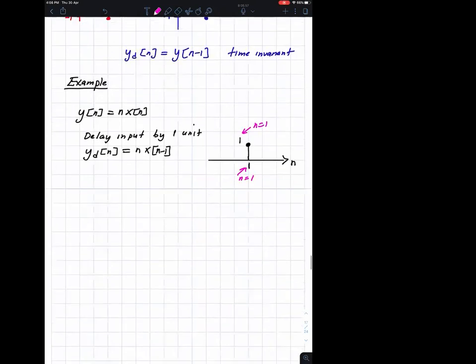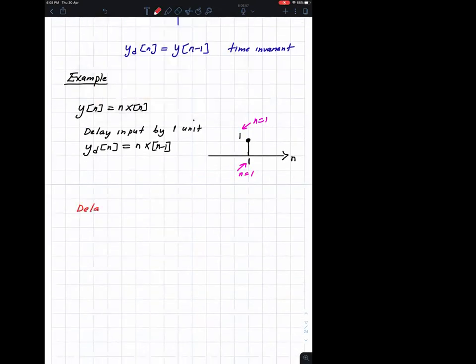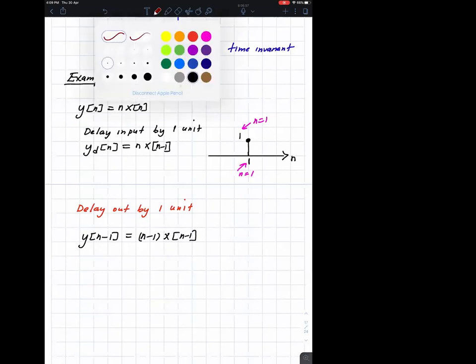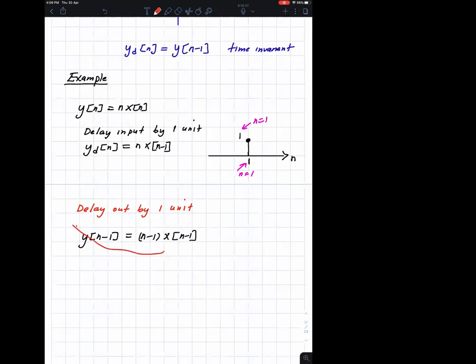Now we go ahead and delay the output by 1 unit. Delay output by 1 unit, therefore you just go to the output and replace the n with n minus 1. When you replace the n with n minus 1, then everywhere becomes n minus 1.